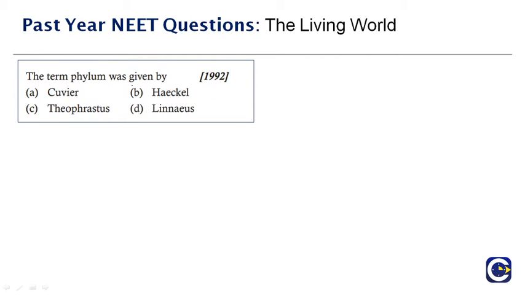The term phylum was given by. This question was asked in the year 1992. Before we go into the answer directly, we should know what is phylum. Phylum is also called division. It is one among the classification modes that we have. We have the classification tree, right? It starts from the lowest unit, that is the species, and it moves forward.